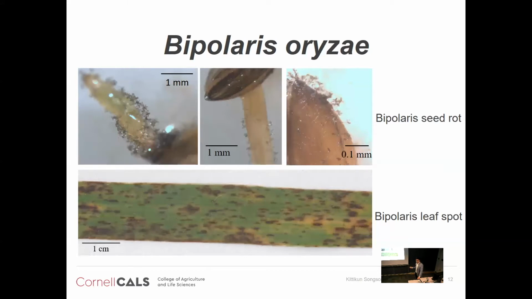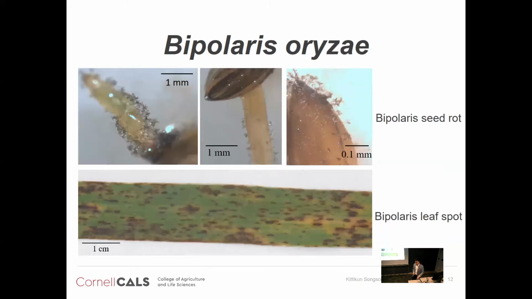Another disease is Bipolaris leaf spot, which causes necrotic lesions on the leaves like this that can reduce the yield by up to 50%. And that's a huge amount if we consider using switchgrass for biomass production.